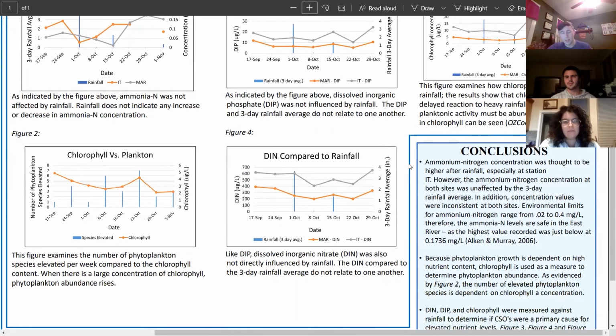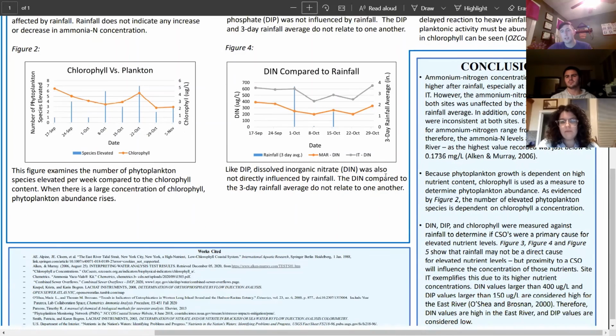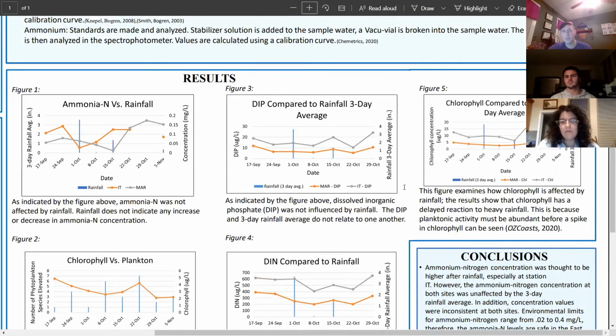We also concluded that phytoplankton growth is dependent on high nutrient content: DIP, DIN, and chlorophyll. All three of these can influence the growth of these organisms. In our case, we used chlorophyll, and we did determine that it has an effect on elevated species, as higher concentrations led to larger amounts of elevated species. DIN, DIP, and chlorophyll were also all measured against rainfall. This is indicated by figures 3, 4, and 5.